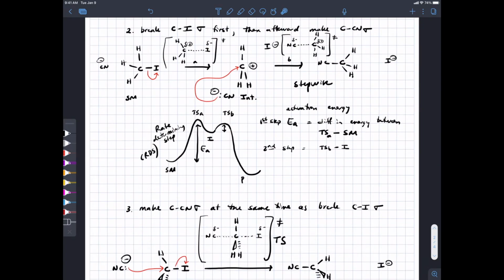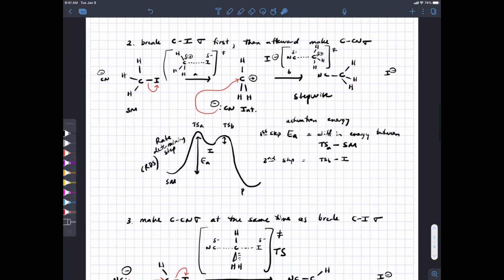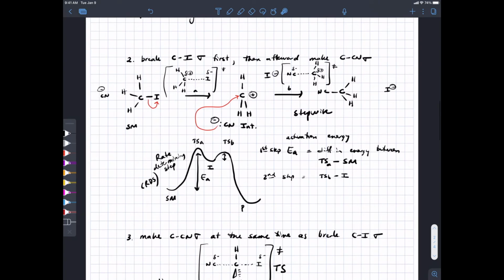Mechanism 2 is also reasonable in the sense that we're not violating any of the octet rules. And we have observed carbocations as intermediates before. So now we have to decide how we would do an experiment to discern between mechanism 2 and mechanism 3. And this is where the concept of rate determining step comes in.